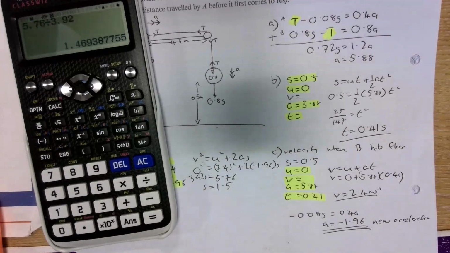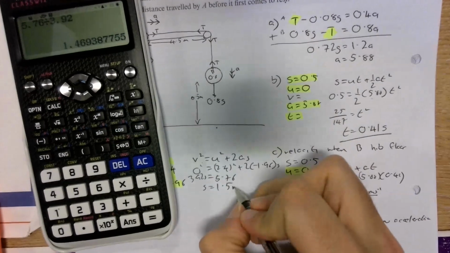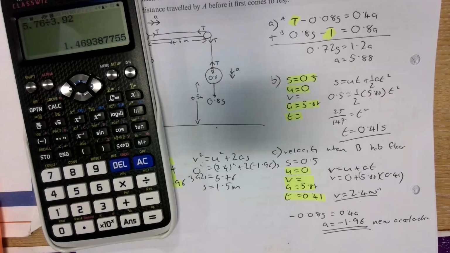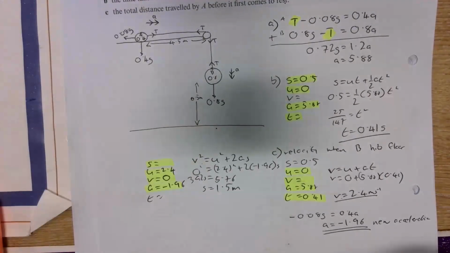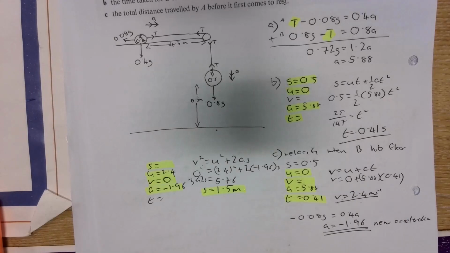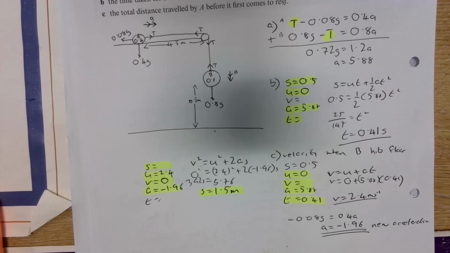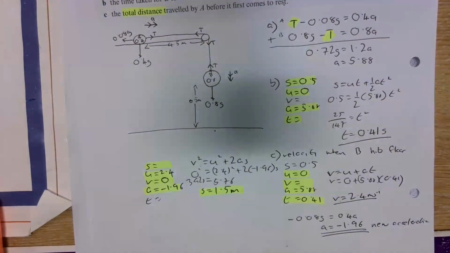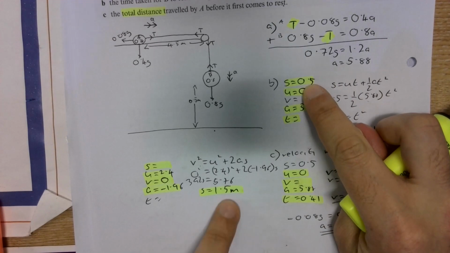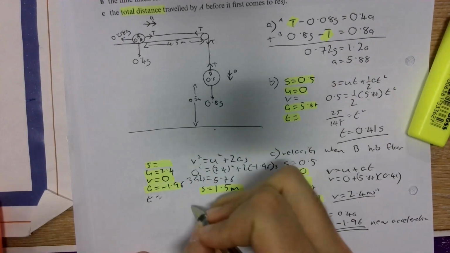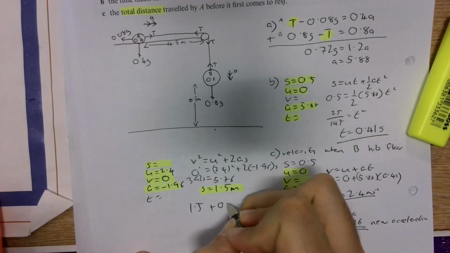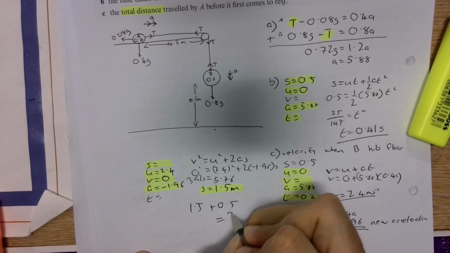So what I've figured out here is that when the string goes slack, A continues to move for 1.5 meters. To figure out the total distance it travels, I need to add on how far it travelled before that, which was 0.5 meters, to this, which means a total distance of 2 meters travelled.